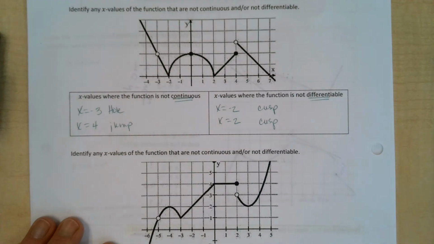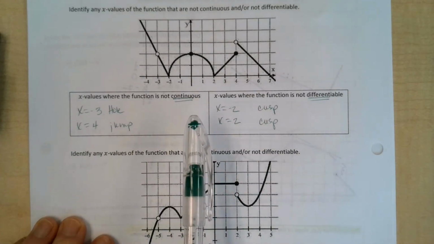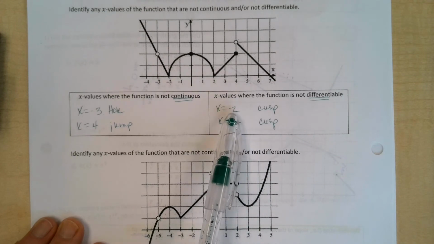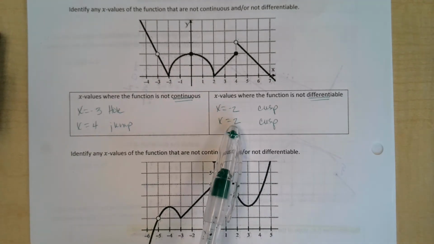I was going to say, can we put the -3 and 4 in the other box too? Right. So at -3 and 4, you can't differentiate it because it's not continuous. But it's nice to be able to tell the difference between these two. Don't prevent it from being continuous. They just prevent it from being differentiable.